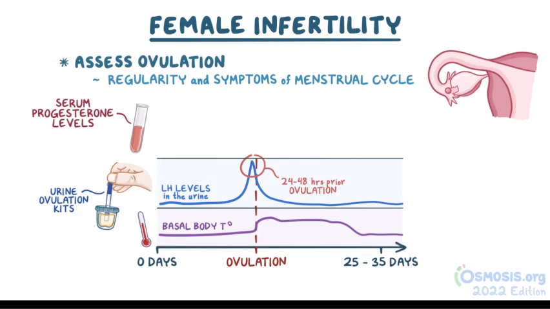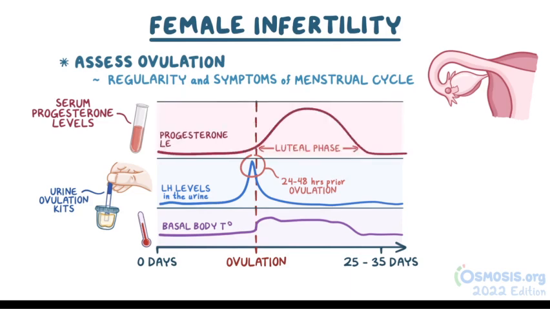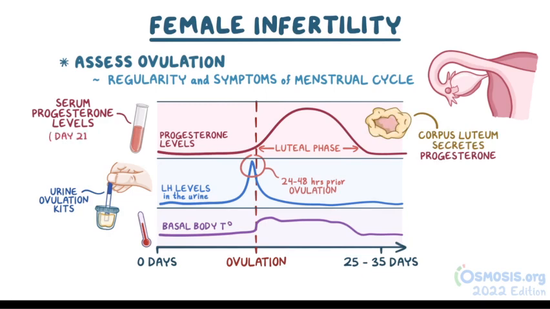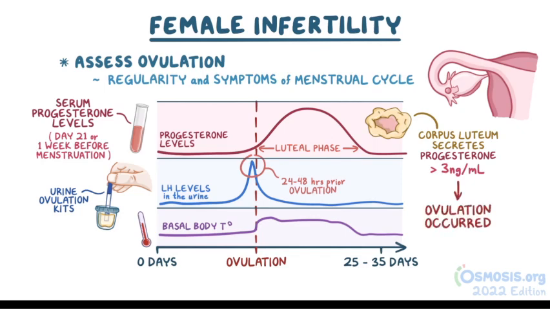However, urinary ovulation tests aren't perfect, so ovulation can be more accurately confirmed with a mid-luteal progesterone level, because after ovulation, the corpus luteum secretes progesterone. This test is usually done on day 21 of an average 28-day cycle, or 1 week before the expected onset of menstruation. If progesterone levels are higher than 3 nanograms per milliliter, then that confirms that ovulation occurred. At that point, the next step is to examine the female reproductive anatomy.